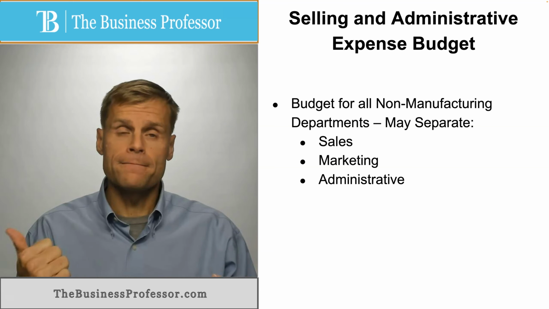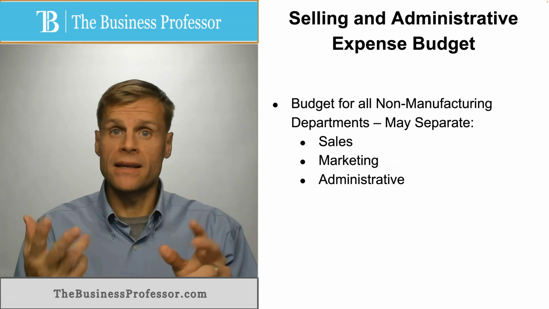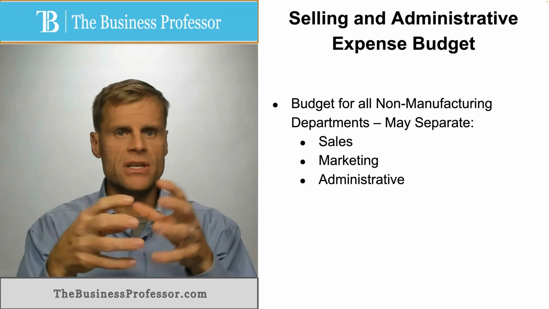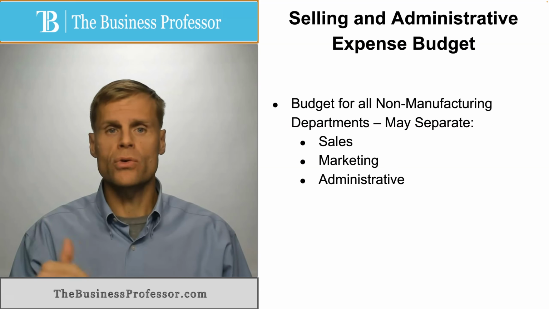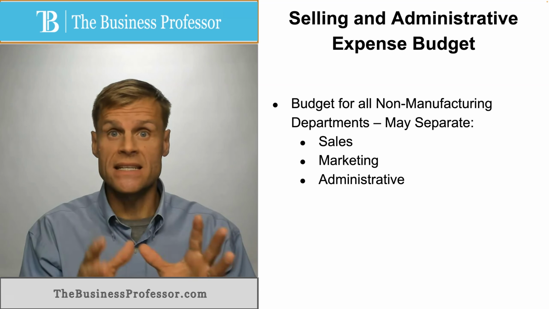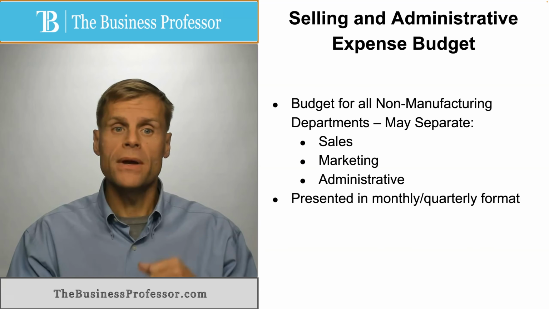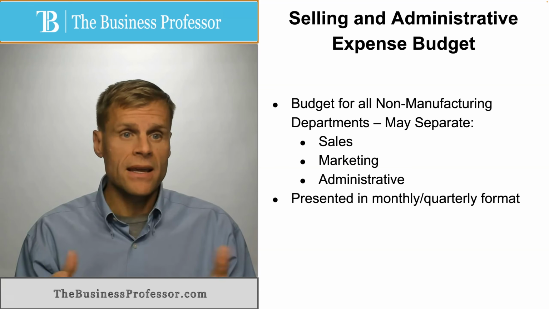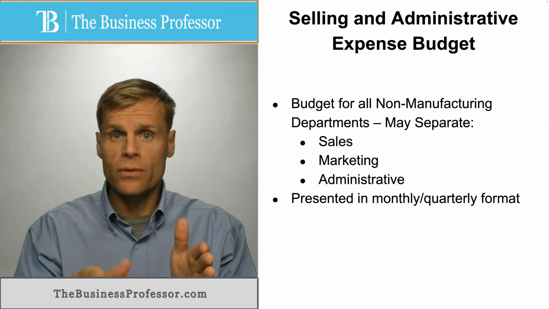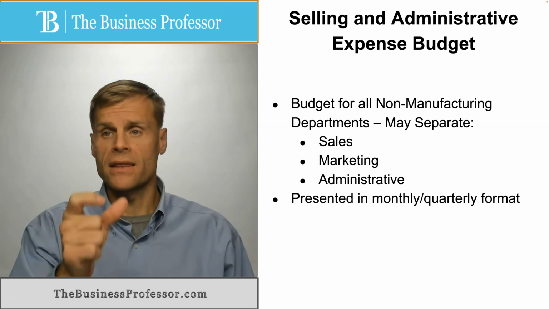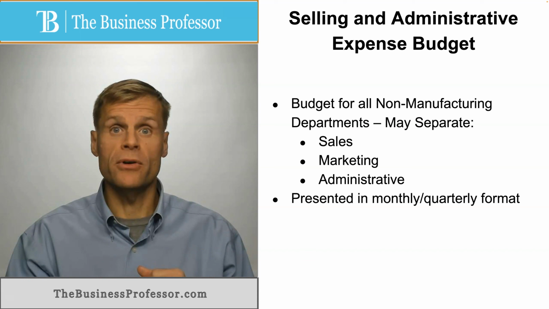The most common are sales, marketing, and then administrative if you were to separate them out. Some organizations combine them all together. Larger organizations, because you have these distinct departments, are going to have budgets for each one of them. They tend to be short-term budgets presented monthly or quarterly based upon the projected needs based upon a number of factors.